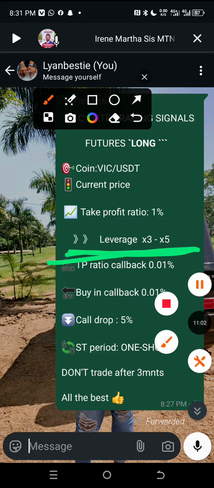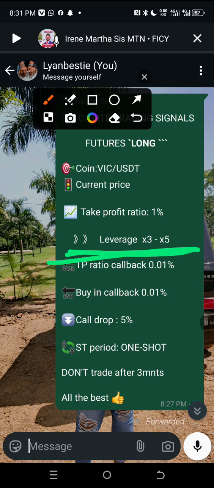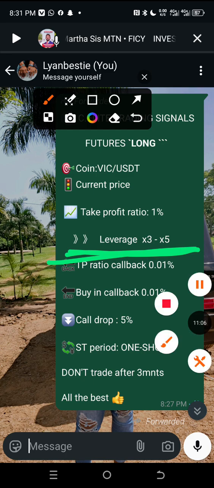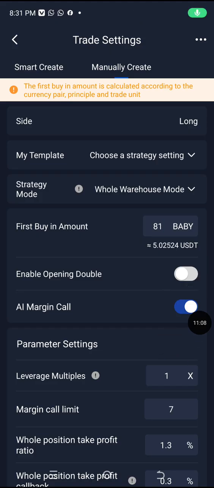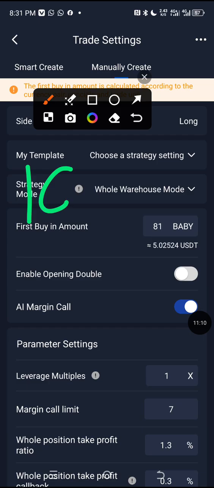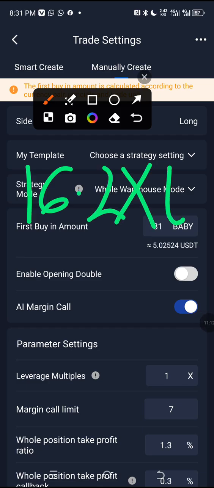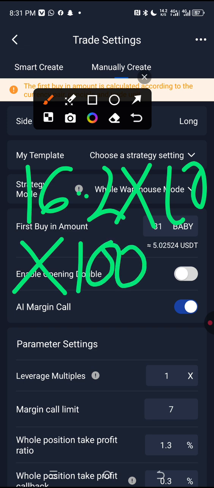So you follow the signal, what they're telling you, because there is a reason why that lead of yours is telling you that. Okay, so it is the answer we got, which is 16.2 times the 10 leverage we are going to use for our baby signal times the capital you want to invest. We said in this case $100. It is the capital I want to use for this signal.